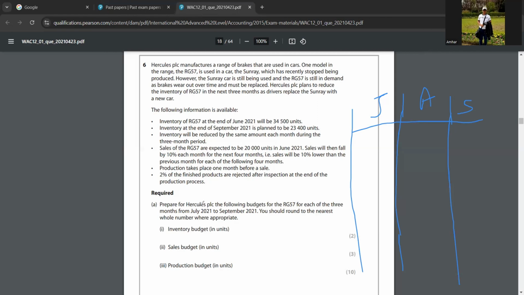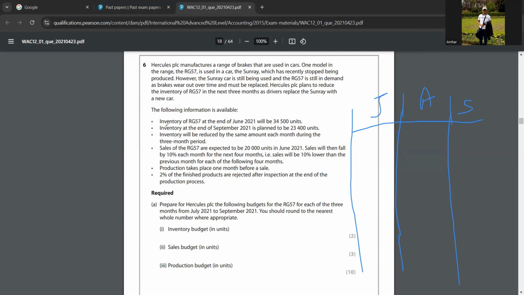So A part they're saying prepare for Hercules PLC the following budgets for each of the 3 months from July 2021 to September. So July, August, September you have to prepare. You should round to the nearest whole number where appropriate. So first part you have to prepare the inventory budget. Now look at the additional information. All these things you don't need to consider. This first part you have to consider when you're doing the theory answer. So just read the first part and then look at the additional information and prepare this. Did you understand? Yeah, I understand.